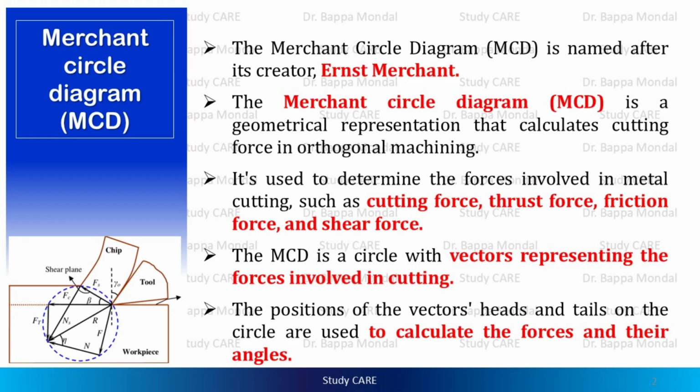It's used to determine the forces involved in metal cutting, such as cutting force, thrust force, friction force, and shear force. The MCD is a circle with vectors representing the forces involved in cutting. The positions of the vectors' heads and tails on the circle are used to calculate the forces and their angles.